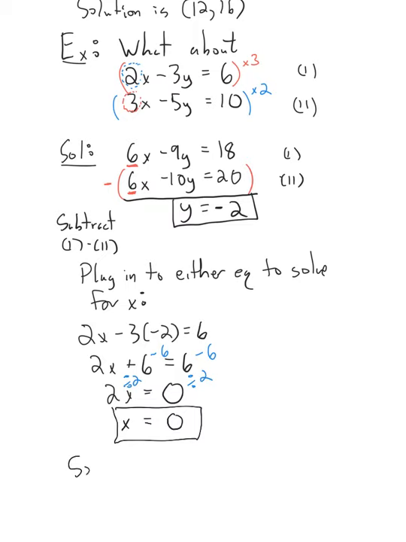So our solution is x equals 0, y equals minus 2. So that's great. If you remember that little trick of just multiplying by the opposite coefficients, then you can add or subtract, whatever will eliminate your variable. You'll be good to go. That will always work for you. That's a good little trick to remember.